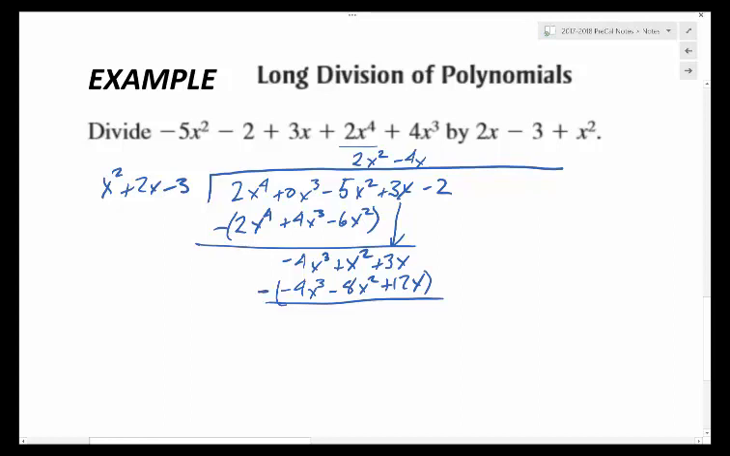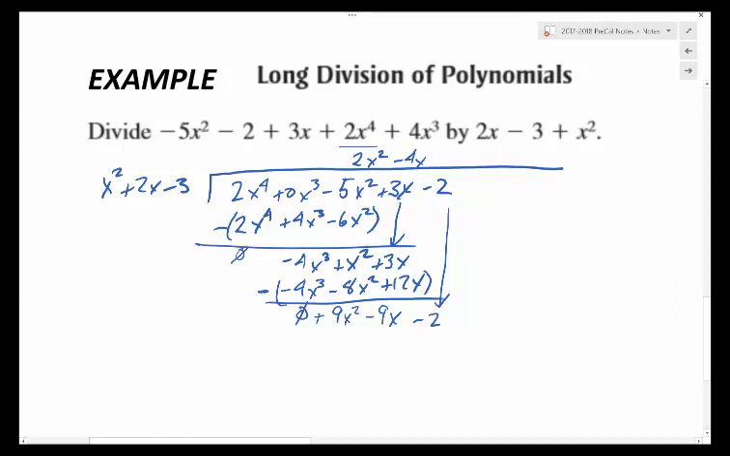Change my sign. These will cancel out. I always forget to put that 0, but you can. x minus negative 8x squared will give me 9x squared, and 3 minus 12 gives you negative 9x. Now I'm going to bring down my negative 2.